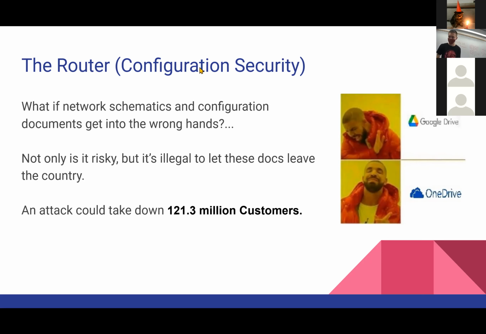The thing is, Google Drive doesn't let us control where our data goes. So Verizon has to use OneDrive, because the way Google Drive works is it caches and sends data everywhere. OneDrive is a little more controlled, and we can tell Microsoft not to send this data outside of the country, and that's just legal stuff. But yeah, Google Drive bad, OneDrive good.